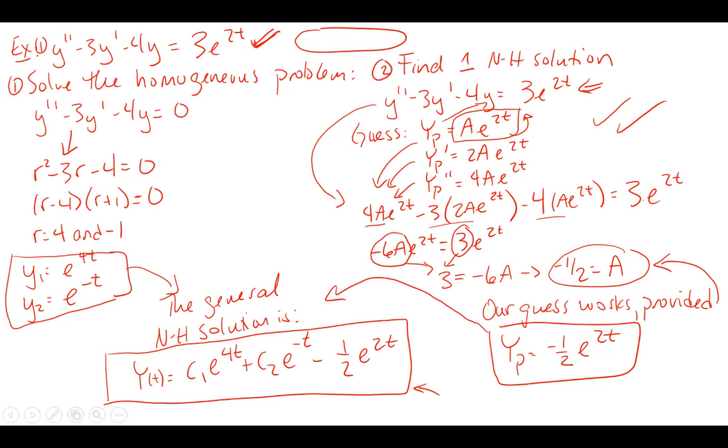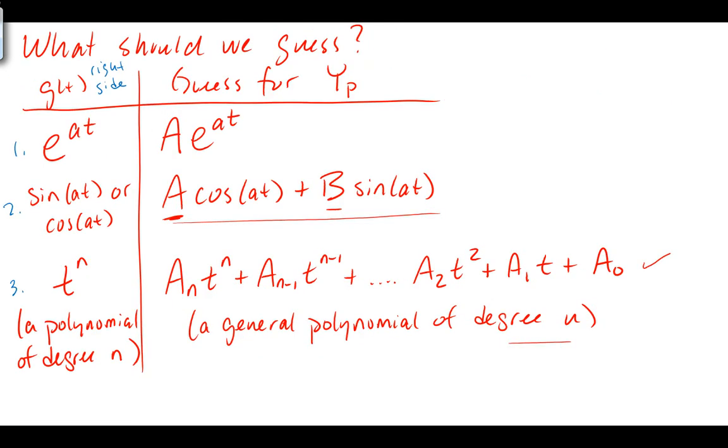I think in the last video we did 3 examples, because if I flash back to our cheat sheet here, or our chart of guesses, the basic idea is that the guess that I make for a solution is essentially just a generalized version of whatever I see on the right-hand side. So if you have E, I'm going to guess a generalized version of E. If you have trig, sine and/or cosine, I'm going to guess a generalized version of sine and cosine. And if I have a polynomial of degree n, guess a general polynomial of degree n. All right, so that's my guideline for how I'm going to make these guesses.